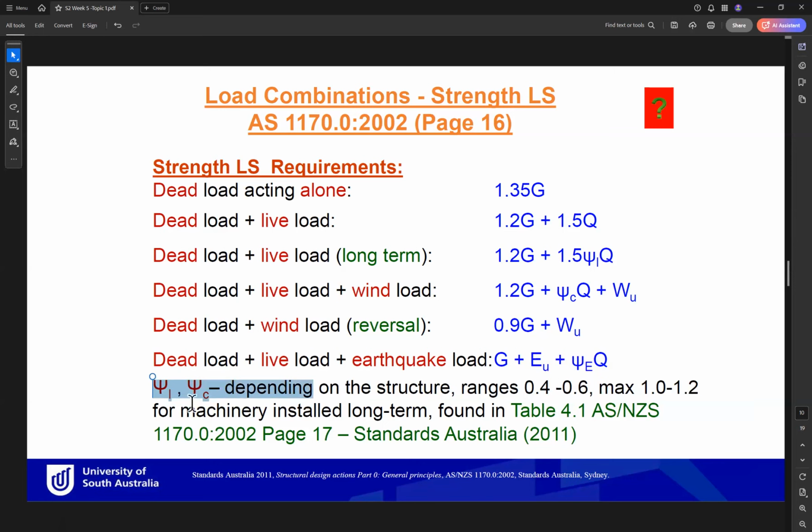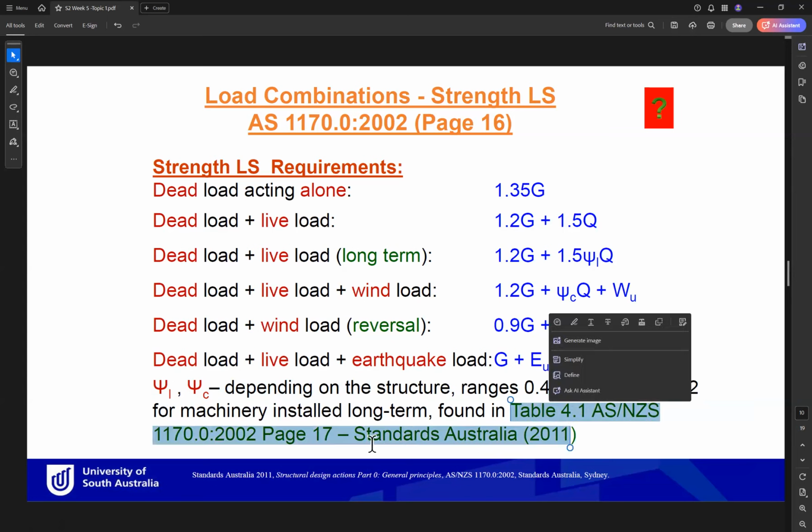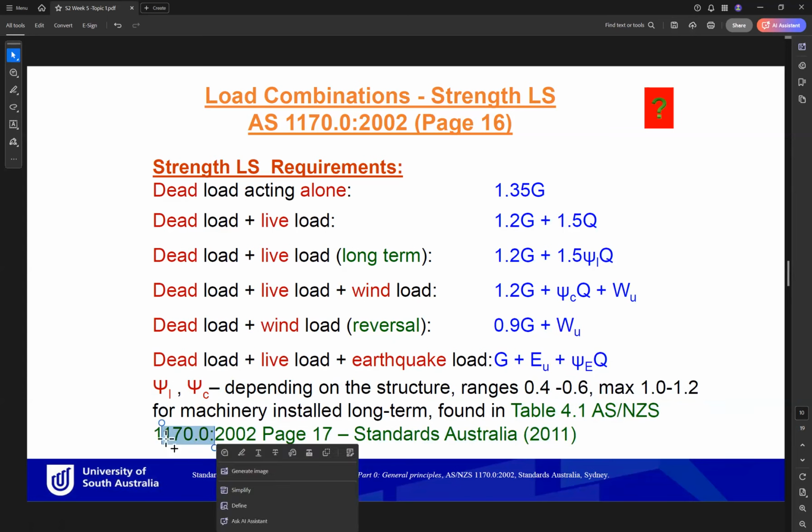Here is an explanation of the parameters. We have psi L and psi c, depending on the structure, ranging between 0.4 and 0.6, and a maximum of 1 to 1.2 for machinery installed for the long term. All these factors can be found in Table 4.1 in the Australian Standard 1170.0. So you don't have to keep any of these values in mind, but you need to know how to find them in the Australian Standard.